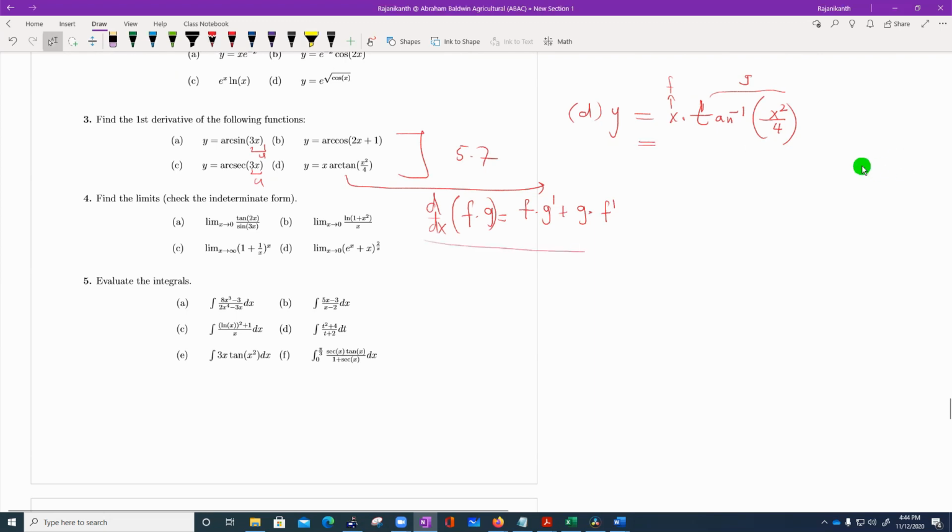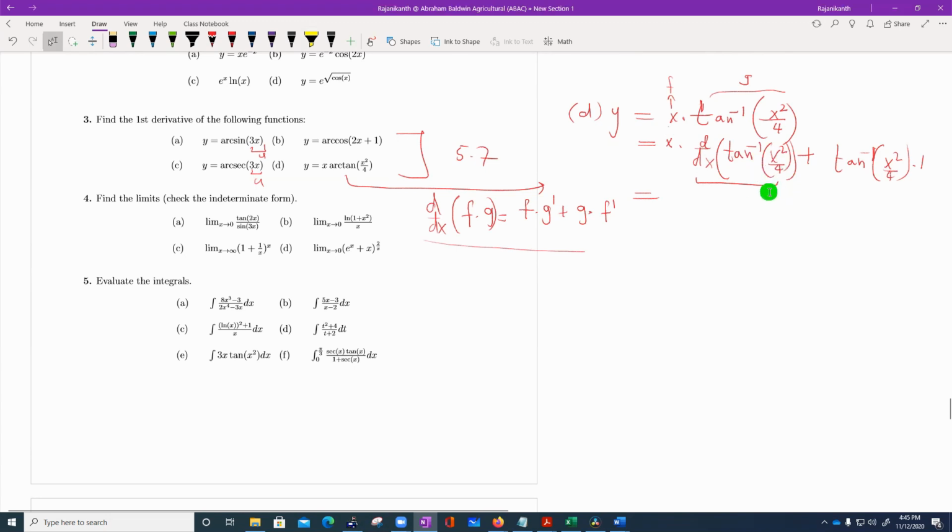So f times g prime. Our f was x, times g prime, the derivative of the g function. This was my g function. Plus g times f prime, g is my inverse function, f was just x, therefore the derivative of x is 1. Now what is our task? Our task is to find this: the derivative of arctan x squared over 4.